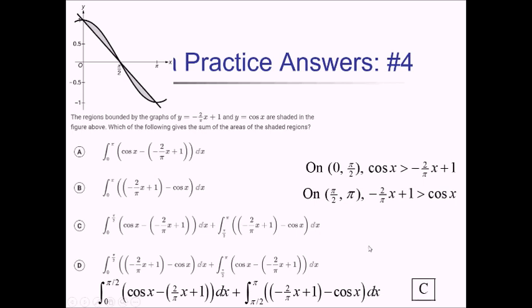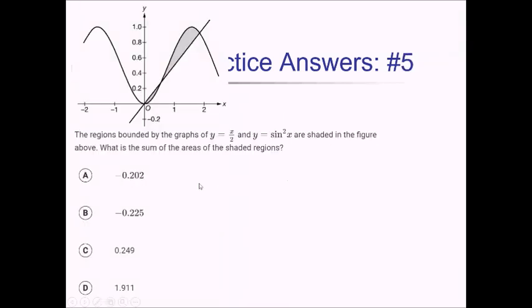so we will go with choice C. On this calculator-based problem, we have these regions in the graph here bounded by y equals x over 2 and y equals sine squared of x. We want just the sum of the areas of these shaded regions. So to do this, let me first start by labeling each of these functions. This x over 2 one I'm just going to call f of x, and this sine squared one I'll call g of x, just so I don't have to keep rewriting them every time.